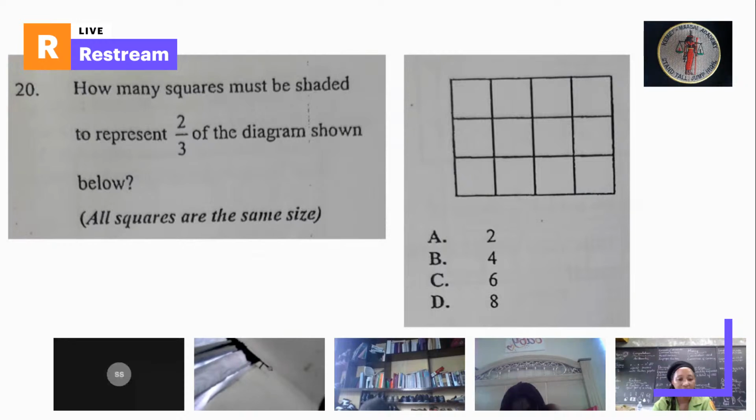How many squares must be shaded? C, 4. Madison says 4. If we shade 4, no, Miss. Sorry, 8. You're saying 8 should be shaded. So it will be 8 over 12, right? 8 out of the 12, yes, and that cancels to 2/3. Right, that is correct.